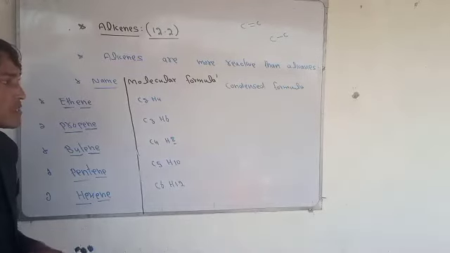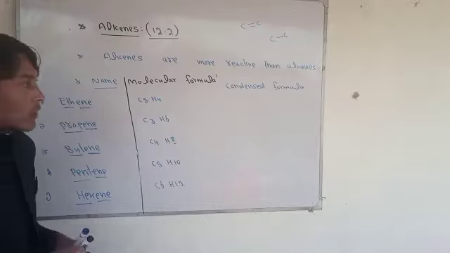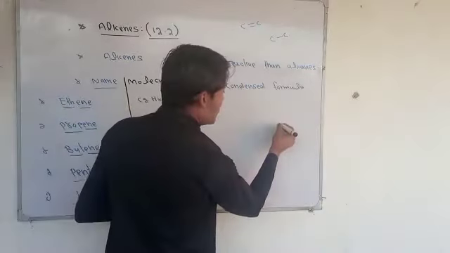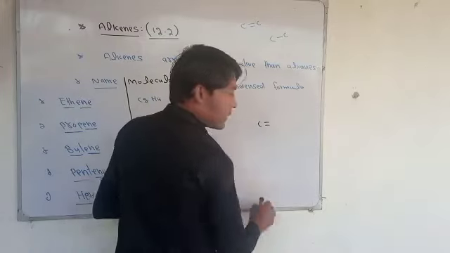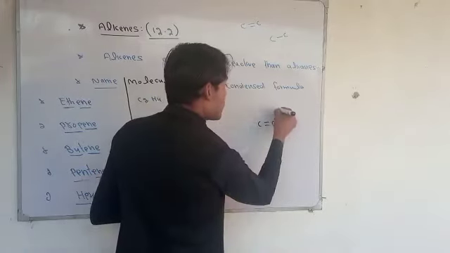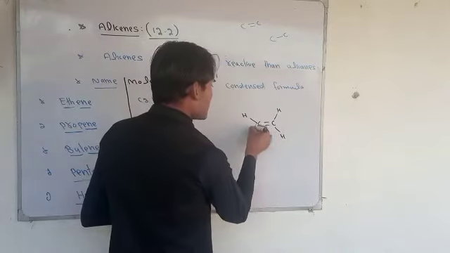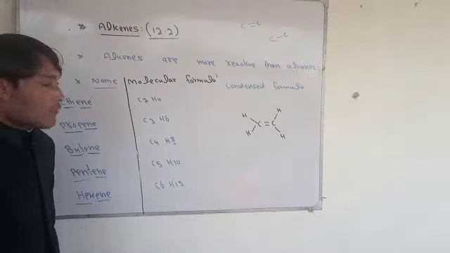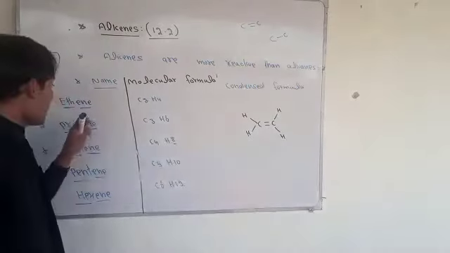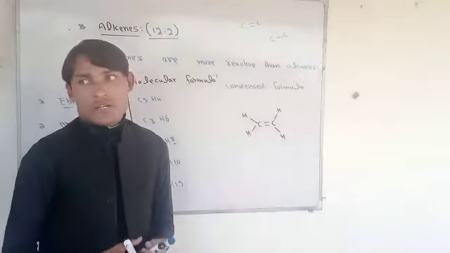So for the condensed formula, as we know, ethene. What was the structural formula of ethene? Ethene was simply carbon double bond carbon, if you recall it. And this one hydrogen, and this one also hydrogen, and hydrogen here. This was the structural formula for what? That was basically called ethene.